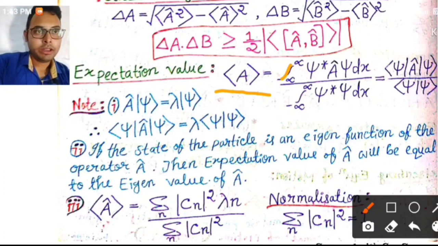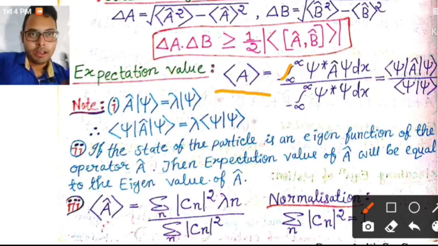Okay, here minus infinity to plus infinity is the limit, then psi star, then the operator for which we need to calculate the expectation in that system. Psi is the wave function, and star is the complex conjugate. Then divide it by the probability, the integral from minus infinity to infinity of psi star psi dx, called the scalar product. We can write it like this in bracket notation. This is the bra and this is the ket, bra-ket, bracket notation.